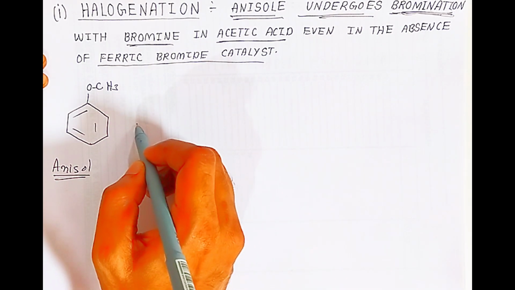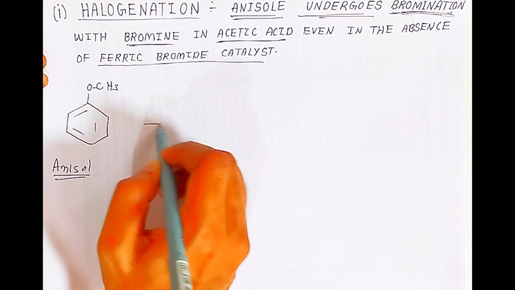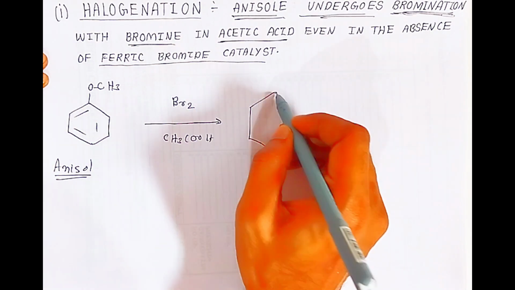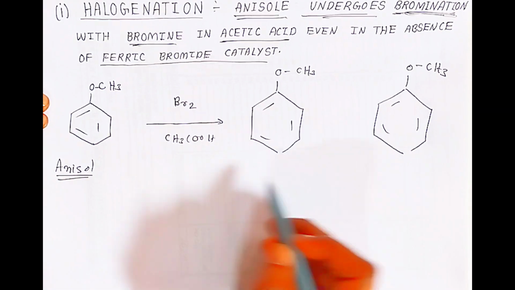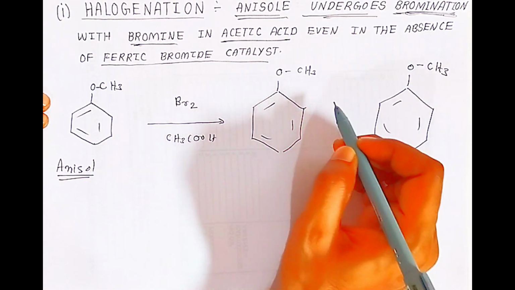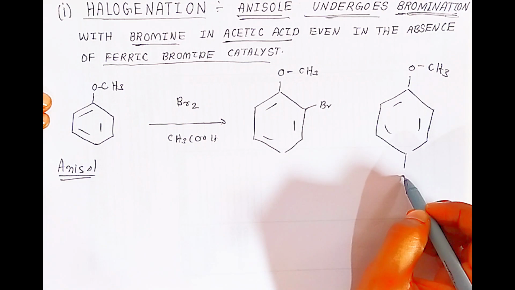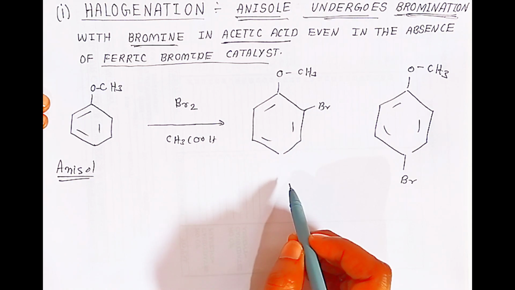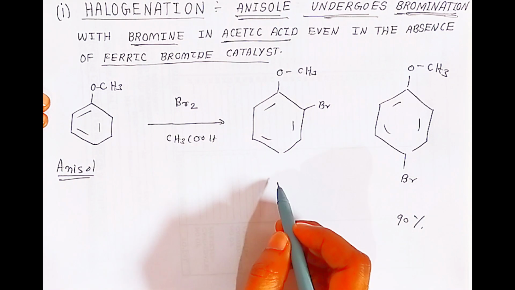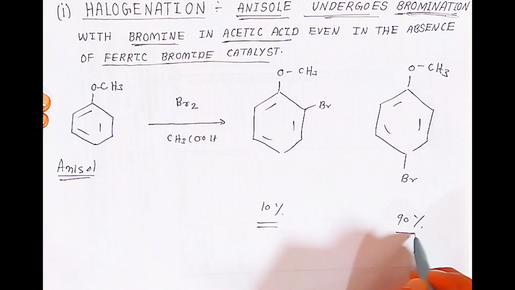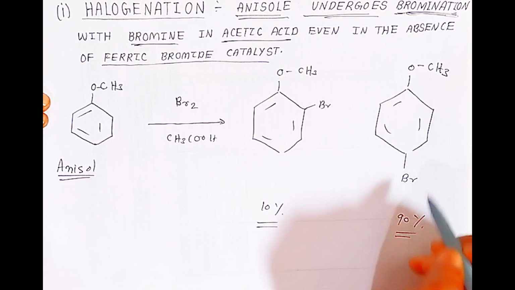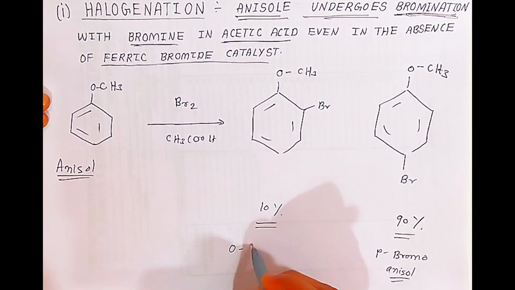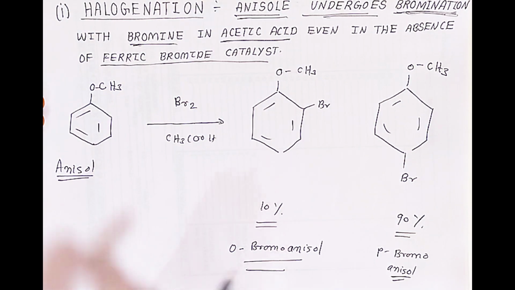When this anisole reacts with bromine in the presence of acetic acid, the bromine will go either to the ortho position or to the para position. Here bromine is attached to the anisole, that is why it is called bromination. Students, you will find this is 90% and this is 10% yield. So the 90% yield is para bromo anisole, and you get ortho bromo anisole in 10%. This is called bromination, students.